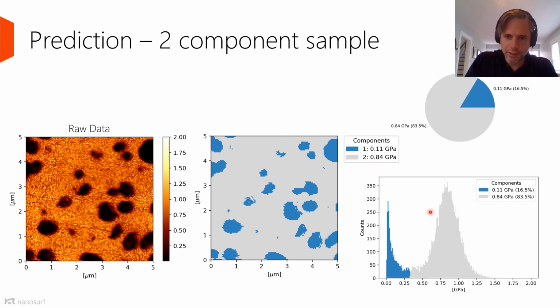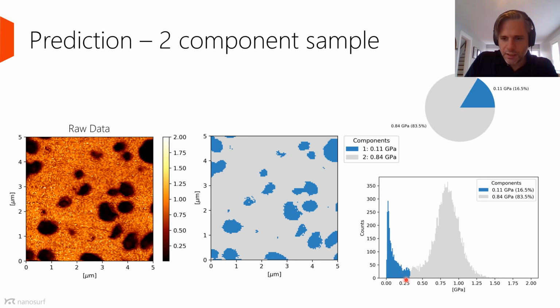If we take a look at the histogram now, this is how the machine learning clustered the 2 samples. We can see that the component 1 takes up about 16.5% of the total area of the sample, and component 2 is the rest.